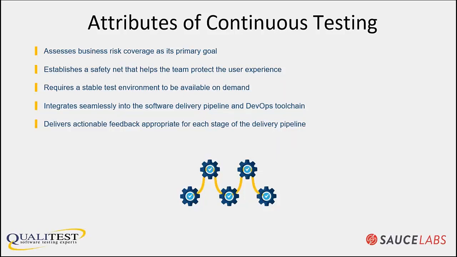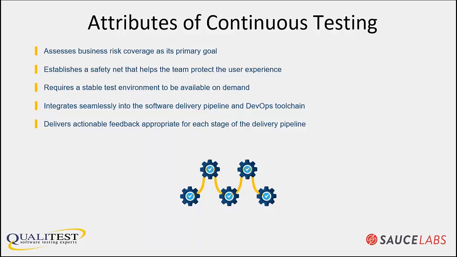And coverage and business risk coverage is our primary goal here. Continuous testing establishes a safety net that helps the team protect the user experience. As testers, we're the champions of the user, and in that way, we're the guardians of our customer's reputation, because if the users have a poor experience with our website or our mobile app, they're going to go somewhere else. And that's going to be lost sales and could be even loss of reputation for our organizations. So that's a really important aspect of continuous testing.